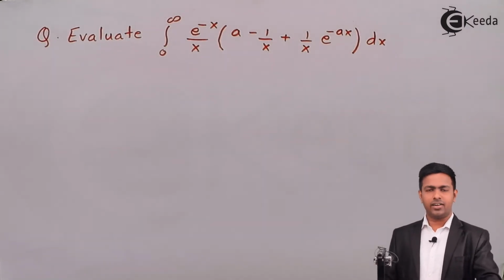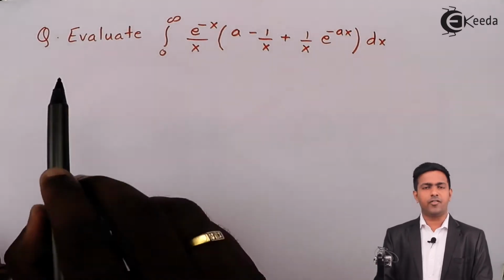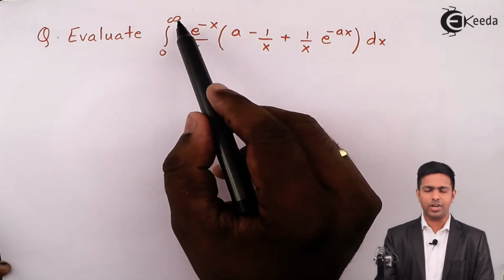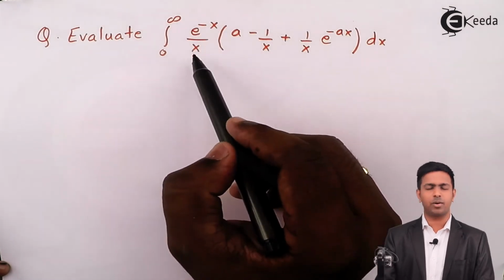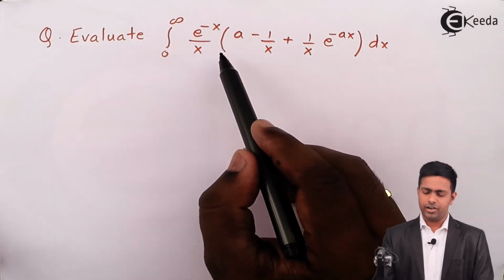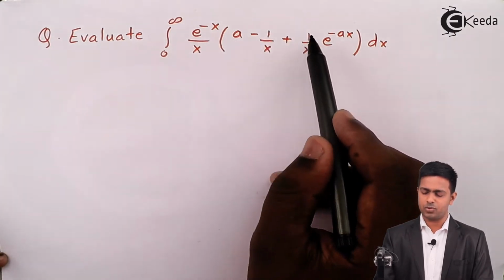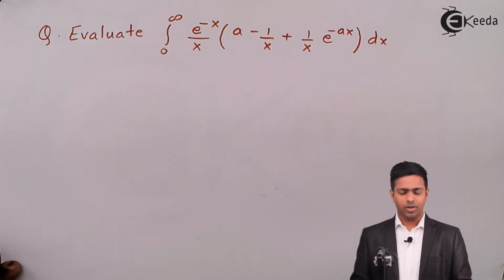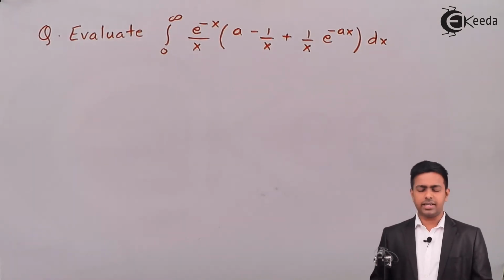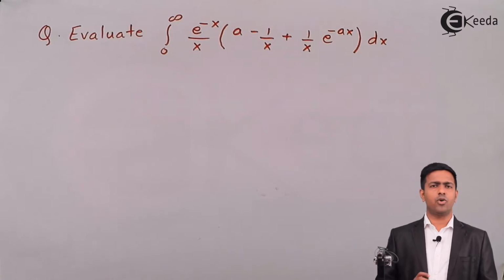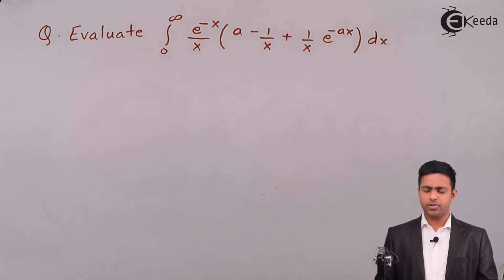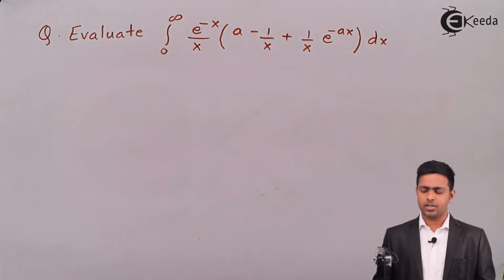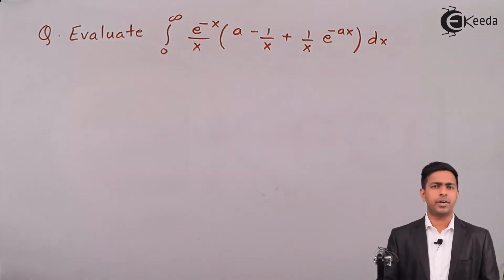For that, here we have a question: evaluate the integral from 0 to infinity of e raised to minus x square upon x into a minus 1 upon x plus 1 upon x e raised to minus ax dx. Now, to solve this integral by DUIS, we are going to follow certain steps. If you see here, in this integration the variable is x, whereas a is a parameter.